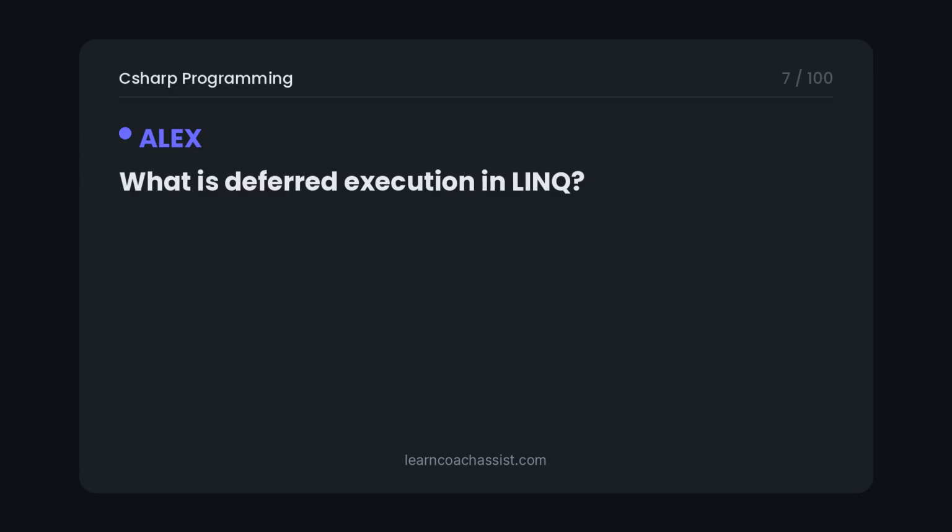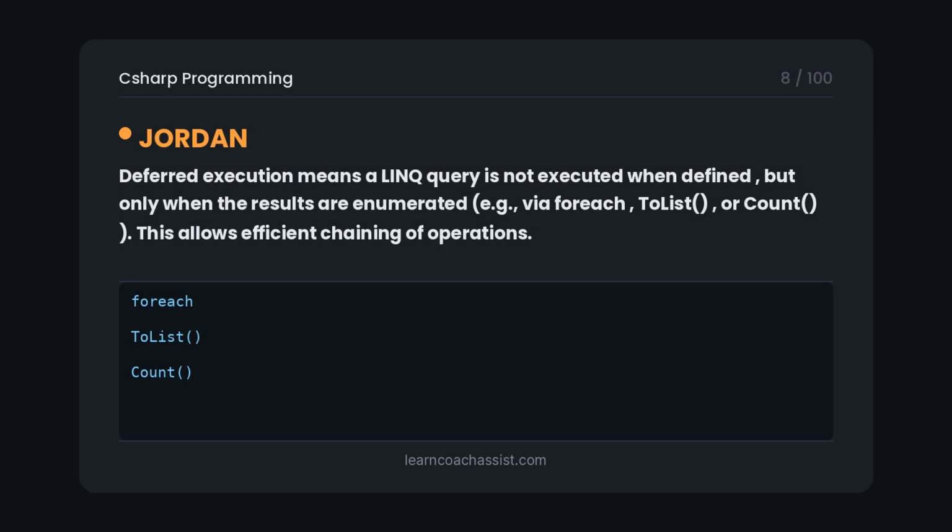What is deferred execution in LINQ? Deferred execution means a LINQ query is not executed when defined, but only when the results are enumerated, e.g., via foreach, ToList, or Count. This allows efficient chaining of operations.